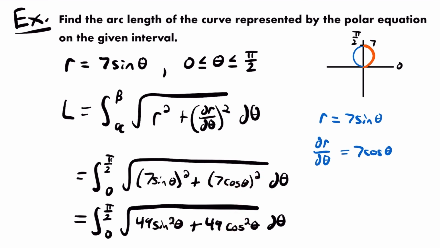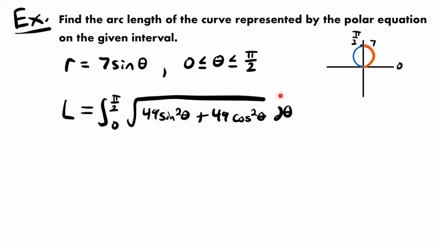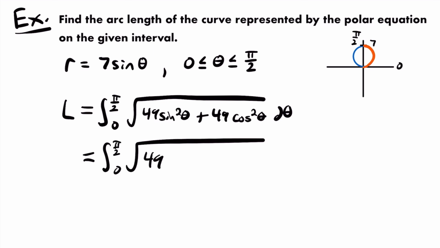All right, now if we work on simplifying this integral, notice that both of these terms underneath the square root have a common factor of 49 that we can pull out. So this will be equal to the integral from 0 to pi divided by 2 of the square root of 49 times sine squared theta plus cosine squared theta d theta. All right, but now, because of our Pythagorean identity for sine and cosine, we know that sine squared theta plus cosine squared theta is equal to 1. So we just have 49 times 1 underneath the square root, and 49 times 1 is 49.